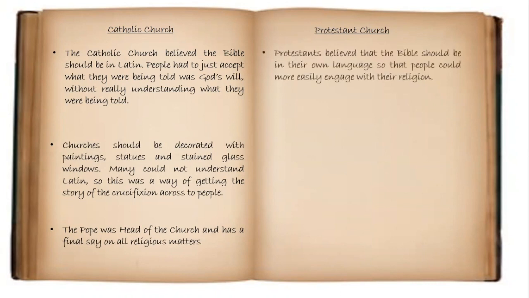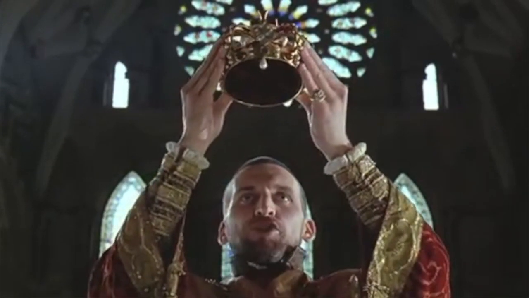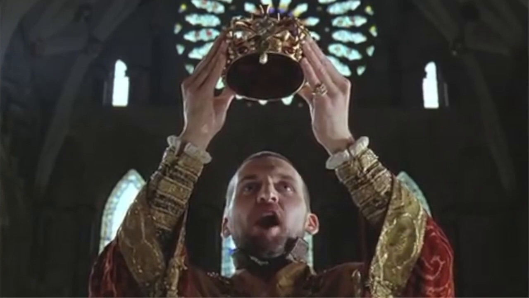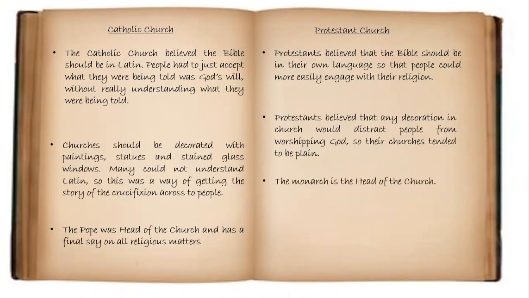Now, with the Protestant Church, Protestants believed that the Bible should be in their own language so that people could more easily engage with their religion. Protestants believed that any decoration in church would distract people from worshipping God, so their churches tended to be plain. The monarch is the head of the church.